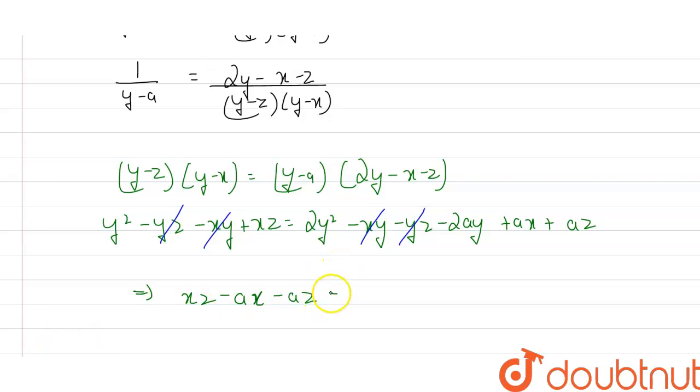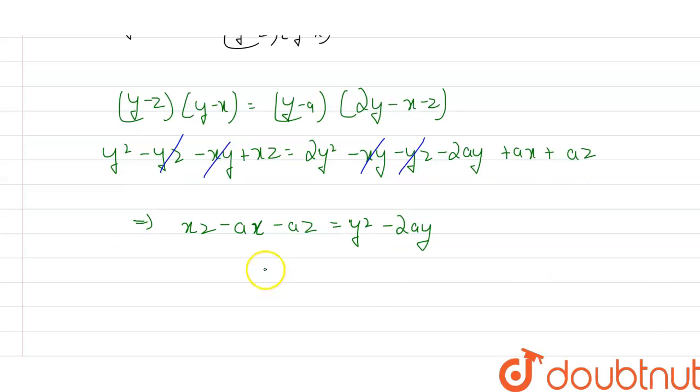This part should be equal to 2y square, and a single y square is there. So if I put it on the RHS side, 2 minus 1 will be y square only. So y square, and what are the left terms? Minus 2ay, so minus 2 times ay.